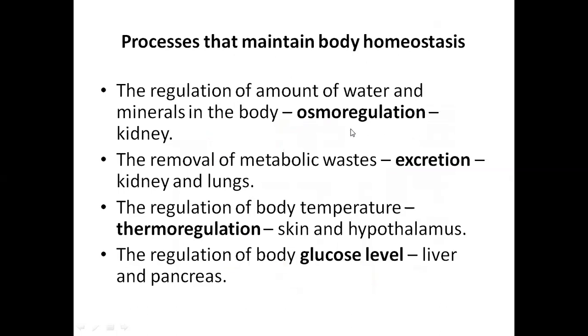Now, there are various events in the body to maintain homeostasis. For example, to maintain the water and mineral balance, there is osmoregulation, and when there is accumulation of metabolic waste in the blood, the excretion process takes place through the lungs and kidney. Whenever there is a change in body temperature, thermoregulation occurs with the help of the skin and hypothalamus. And another very important process is the maintenance of the glucose level by the liver and the pancreas.